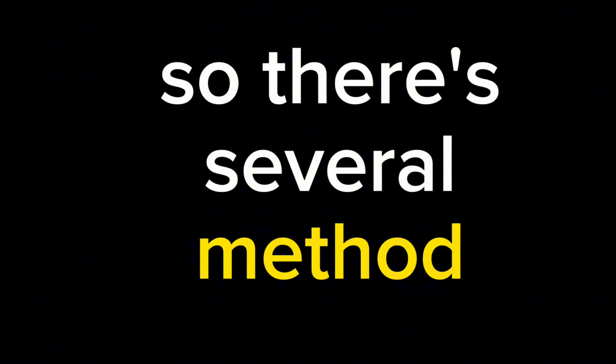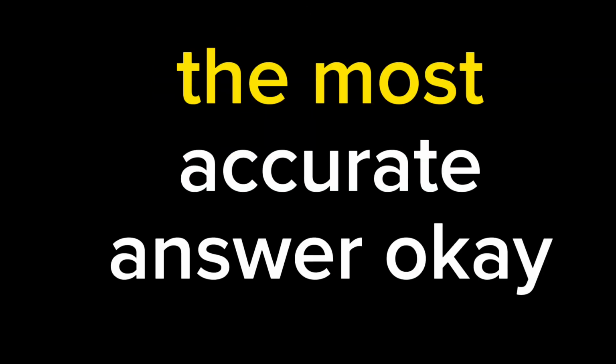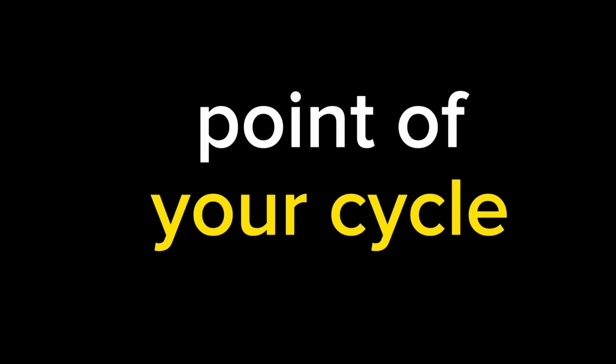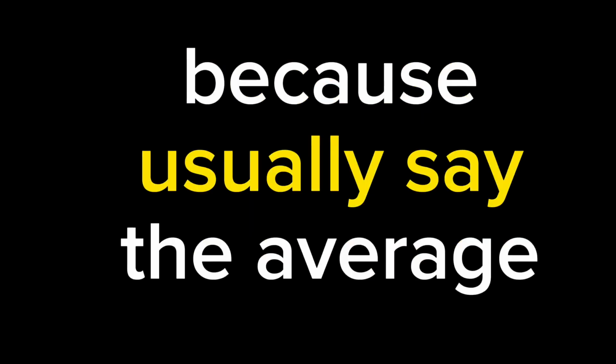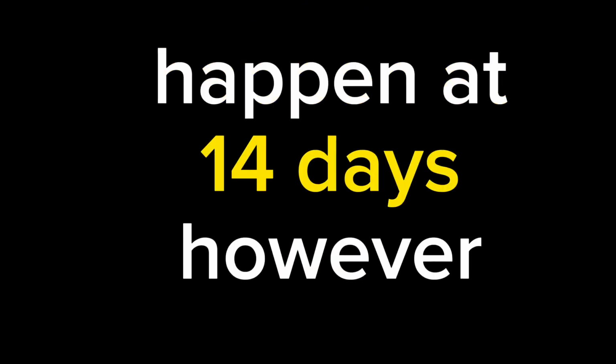So there are several methods people use to track their menstrual cycle and estimate when ovulation occurs. Since each method has its drawback, it's always best to use more than one for the most accurate answer. Okay, so ovulation happens at around the midpoint of your cycle, because I usually say the average menstrual cycle is 28 days, so ovulation will happen at 14 days.